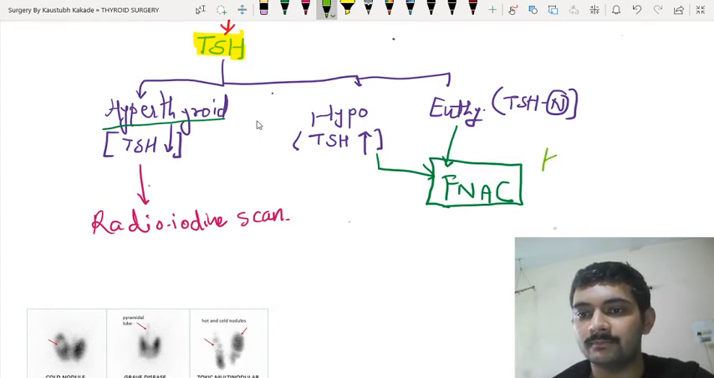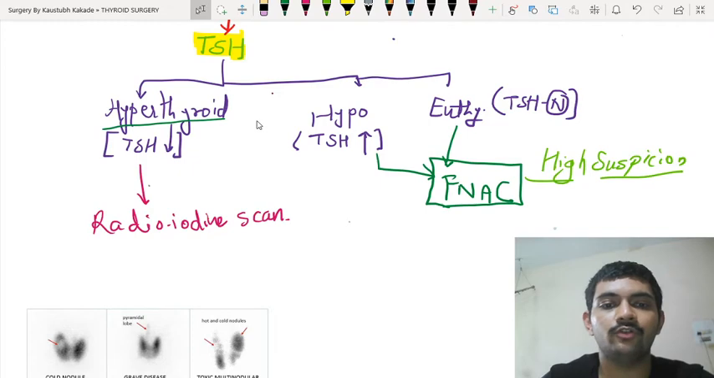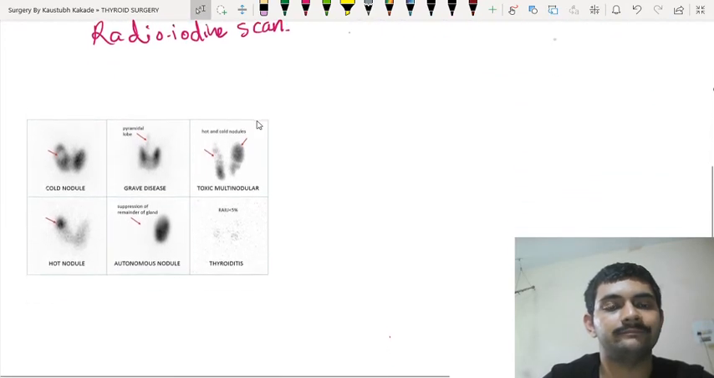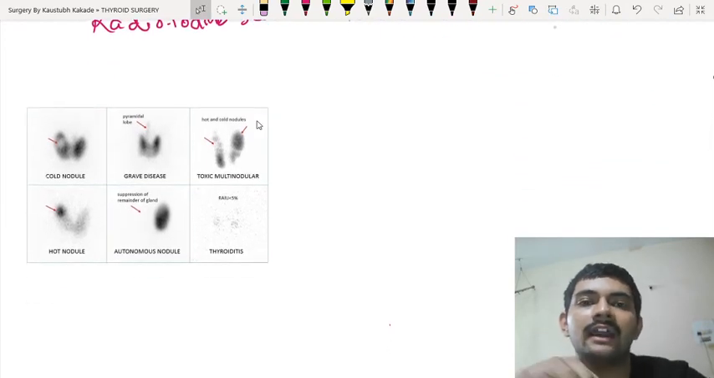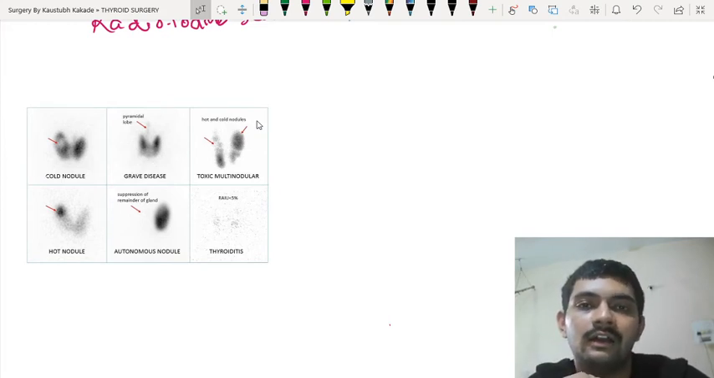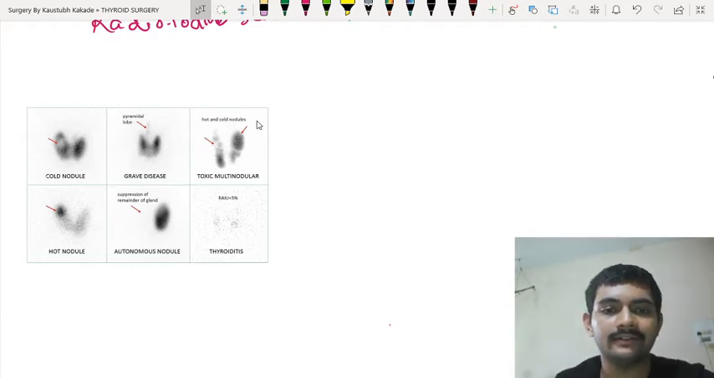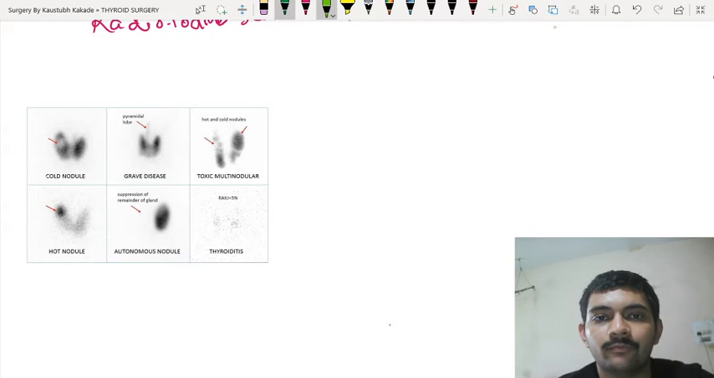there is high suspicion, right? Now, let's see what you get from a radioiodine scan. Now understand, if a nodule is highly active, it will take the dye. But if it is not active or low active, it will not take the dye. It's that simple that you can understand from this image.